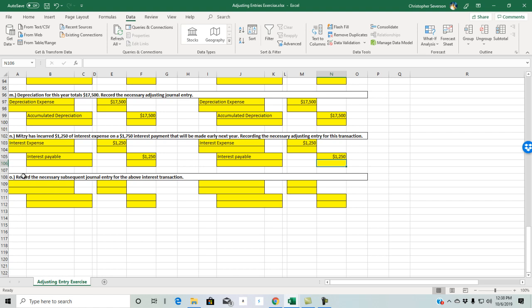So now, we need to record the necessary subsequent entry for the above transaction. Now we're basically recording the rest of the interest expense of $500. We debit interest expense for $500 more, but now we have to reduce the interest payable that we set up because we're actually going to pay it now, and we're paying the entire $1,750 of interest in general. So we're crediting cash to reduce our cash account because we're paying it. The alternative entry would be the exact same, just like any other accrual.